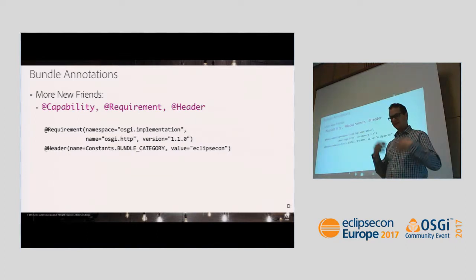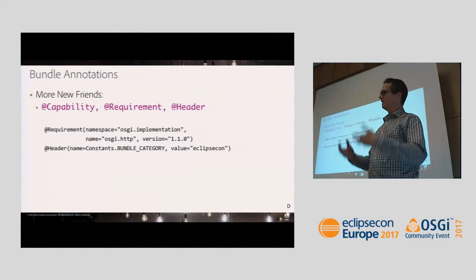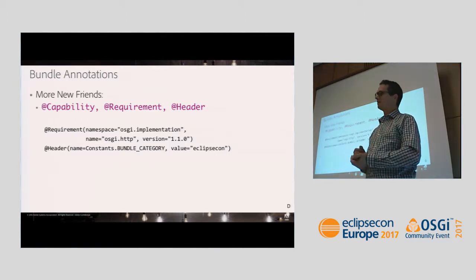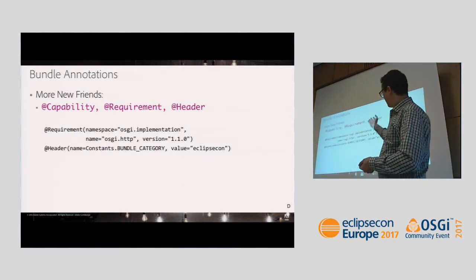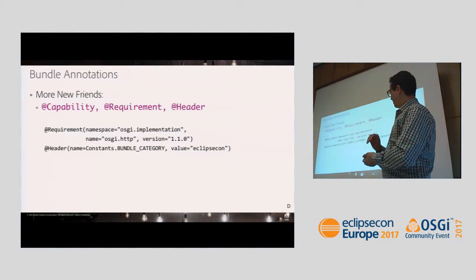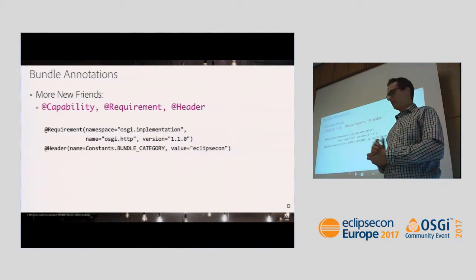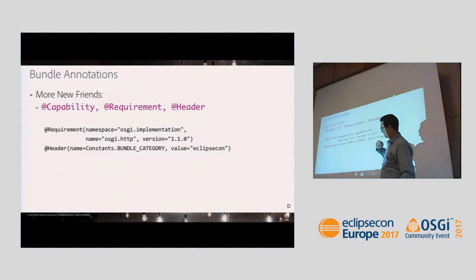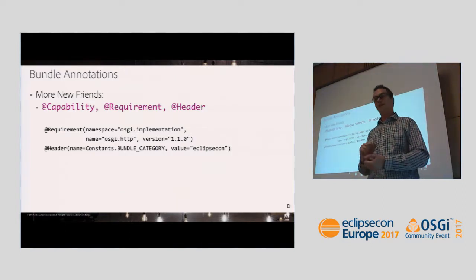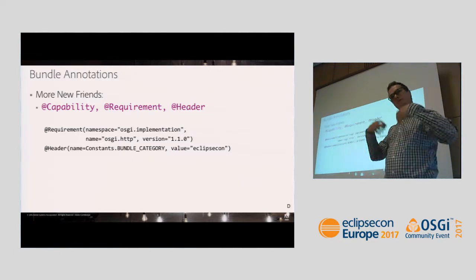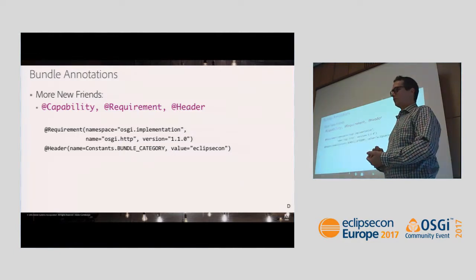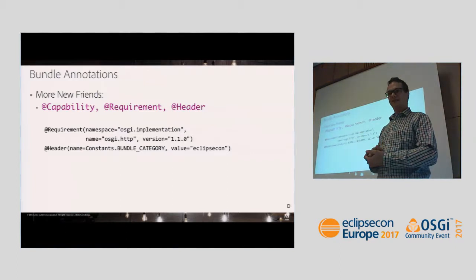So now, for example, if you need an HTTP whiteboard implementation, you know that in your code you are depending on this, so you want to make sure that that is installed at runtime. You can put an add requirement in your code to say, okay, I want the OSGi HTTP implementation. That's the capability that the HTTP whiteboard provides in version 1.1, for example, and that will result in a required capability manifest header.